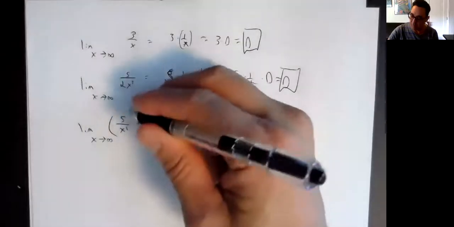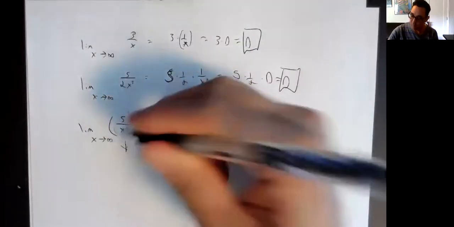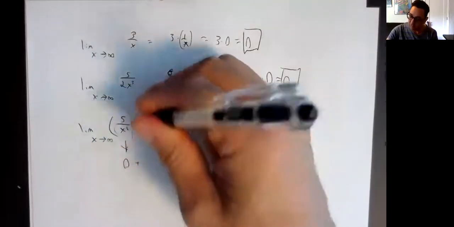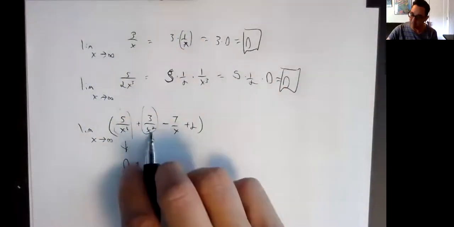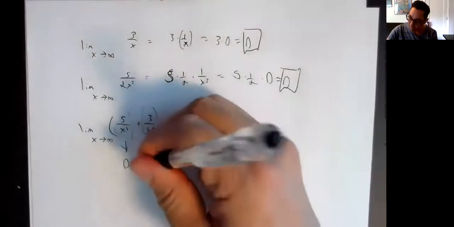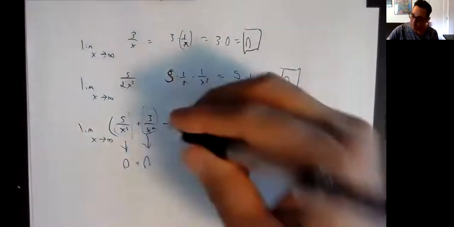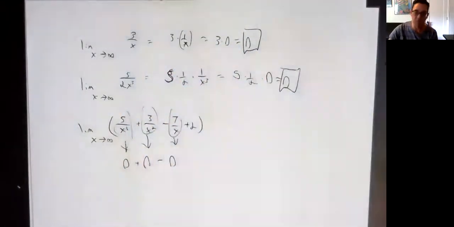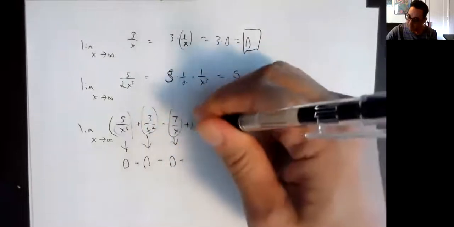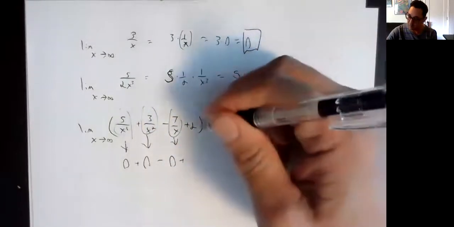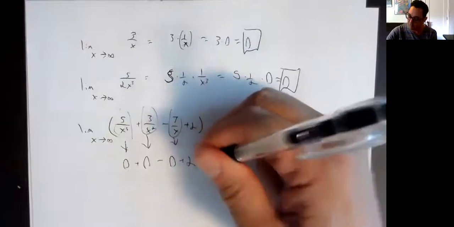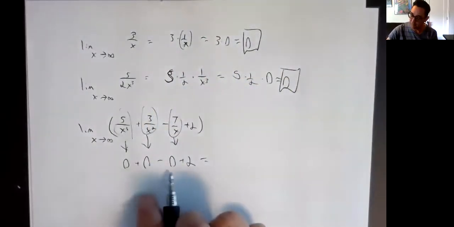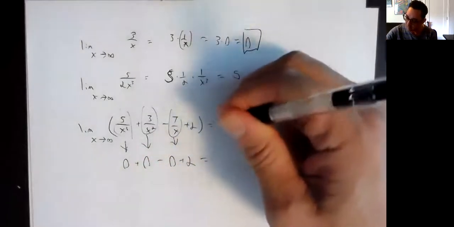This part is going to equal 0 when you plug in the limit, because there's an x in the bottom, plus this part, and when you plug in, there's an x in the bottom and it's going to infinity, so that part is going to become 0. And then minus, this part has an x in the bottom, so that part is going to be 0. Plus, now this part doesn't have an x in the bottom, and in fact there's nothing to plug in, there's no x, so it's just 2. And then just work that out: 0 plus 0 minus 0 plus 2 is going to equal 2.